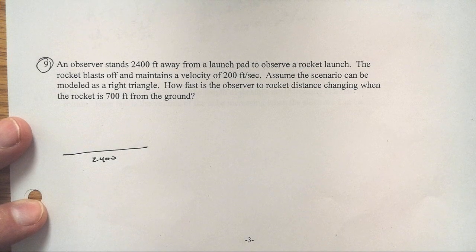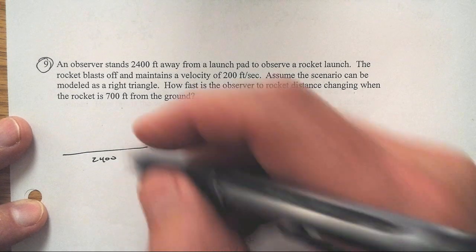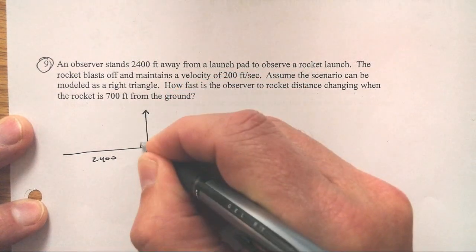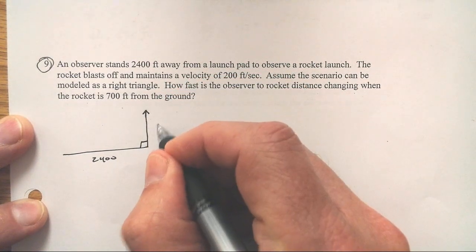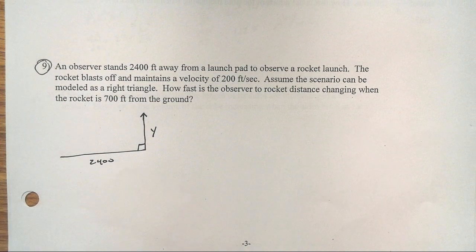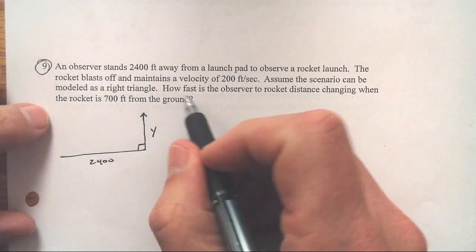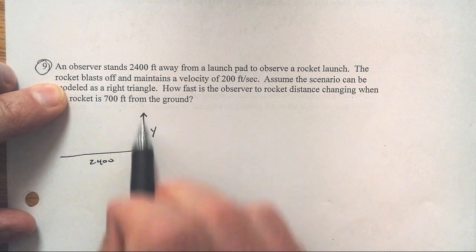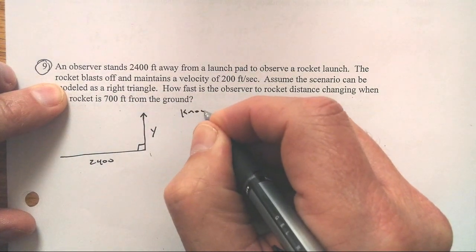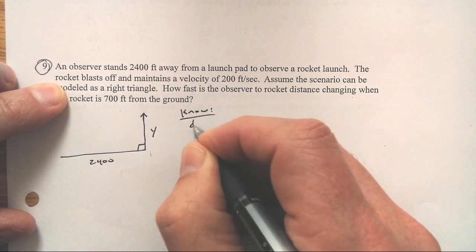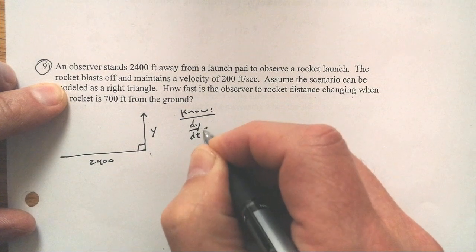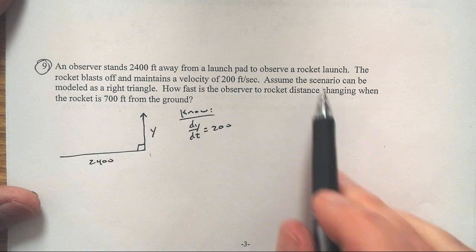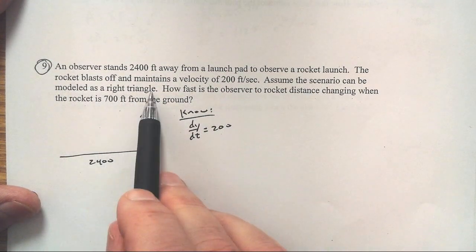Assume the scenario can be modeled as a right triangle. So the rocket blasts off, right triangle. I'm going to call this length y, just because it's going up and down. And what we know is the rocket blasts off and maintains a velocity. What we know is that dy/dt is 200.